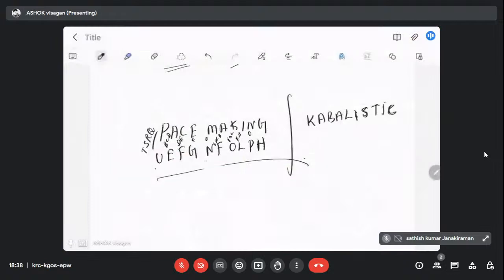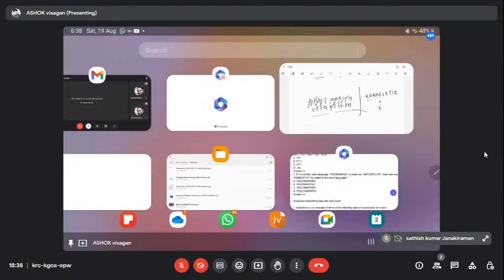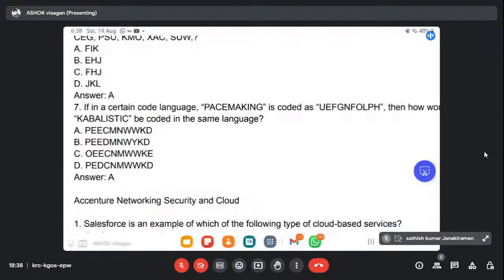Directly find out the answer for the fifth letter then. So what is the logic here? Only one letter is skipped. 1, 2, 3, 4, 5. So the fifth letter L, M, N should be there in your answer. One letter needs to be skipped. So that means option C and option D. Among option C or D, only one should be your answer.